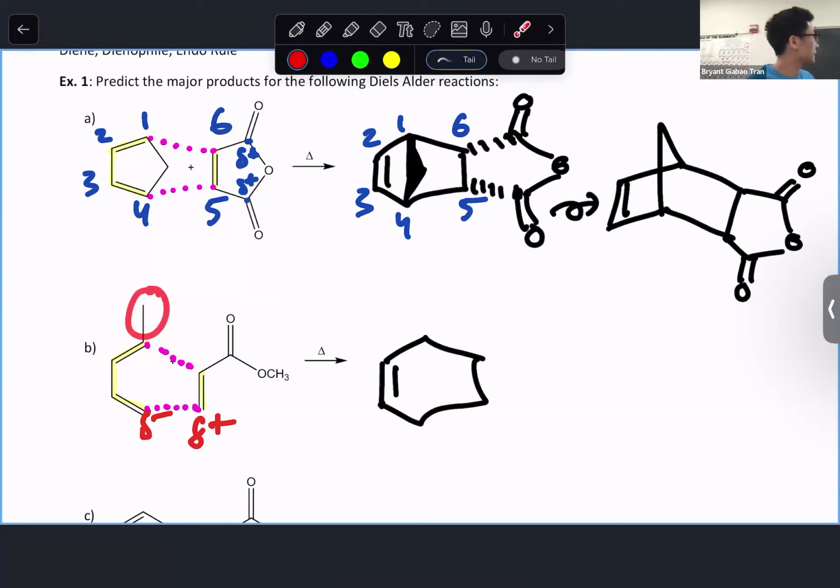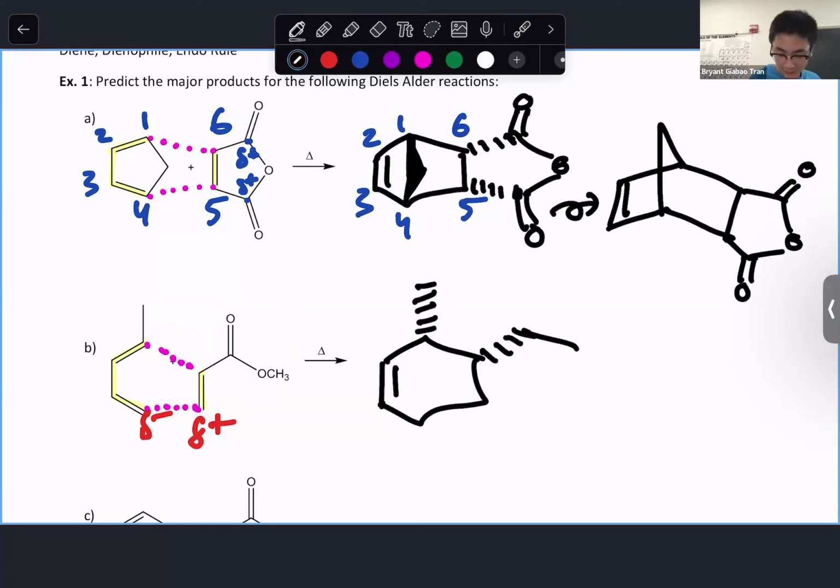This group is outside of the pocket, which is an out group. And based on the endo rule, the out group is cis to the EWG. So if that was a dash, this would also have to be dash. Plus enantiomer.